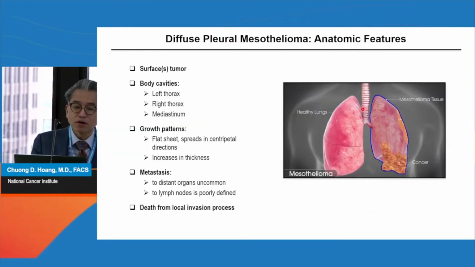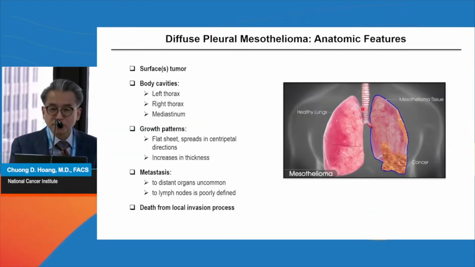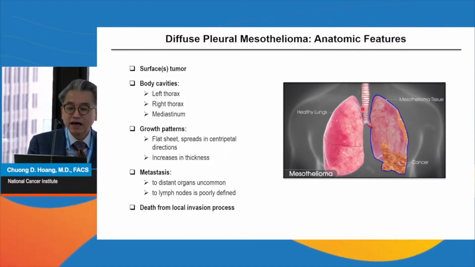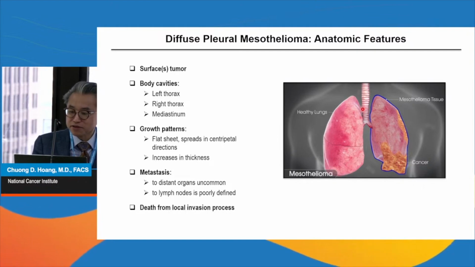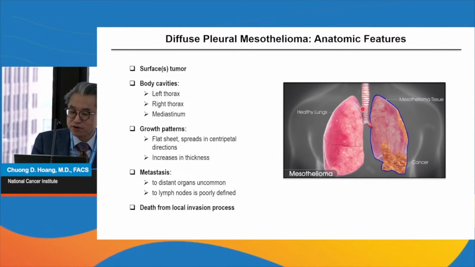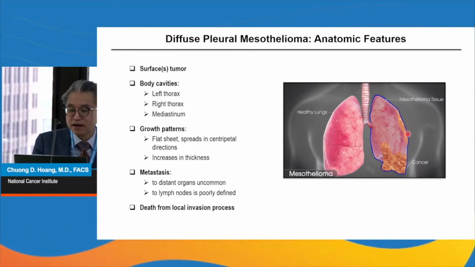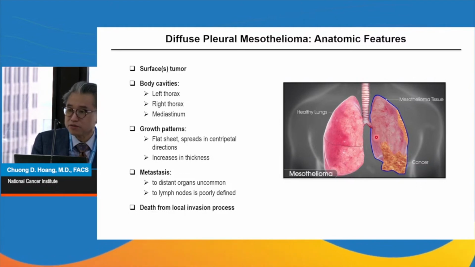All right, so pleural mesothelioma is a very difficult type of tumor. It's a surface cancer. And since these mesothelial membranes cover many anatomic regions, as I've just defined, mesothelioma can form in the left chest, the right chest, as well as the middle chest, which we call the mediastinum.